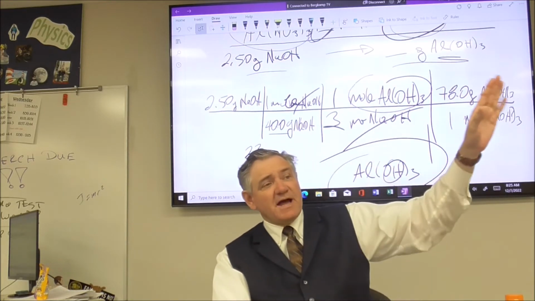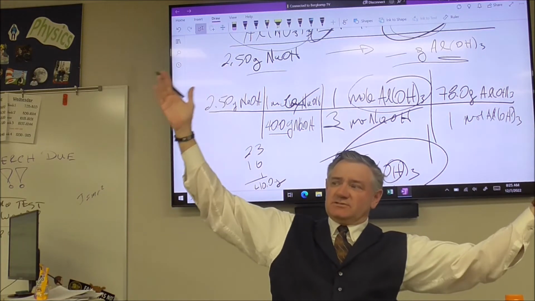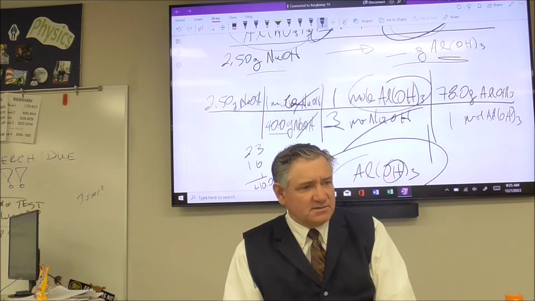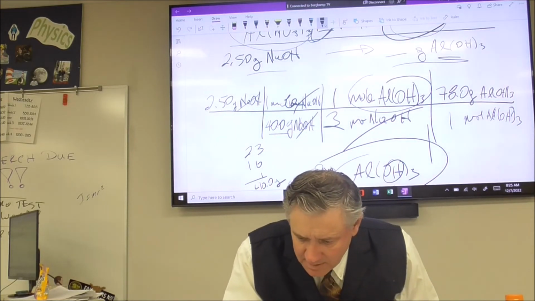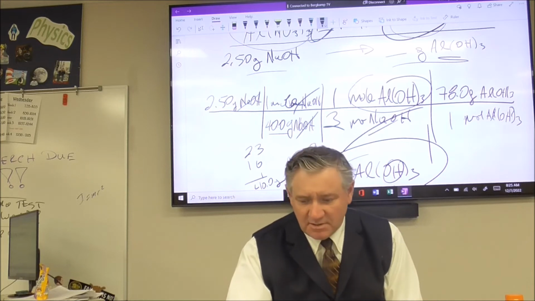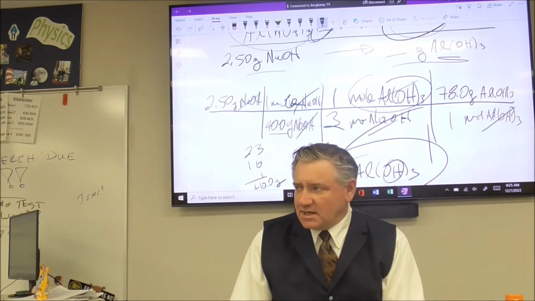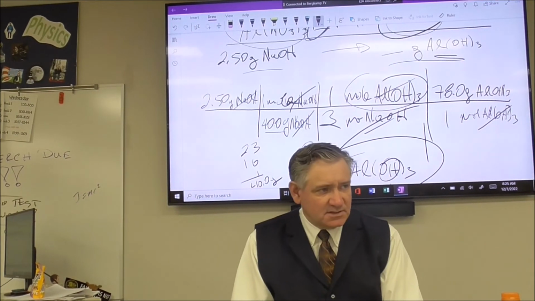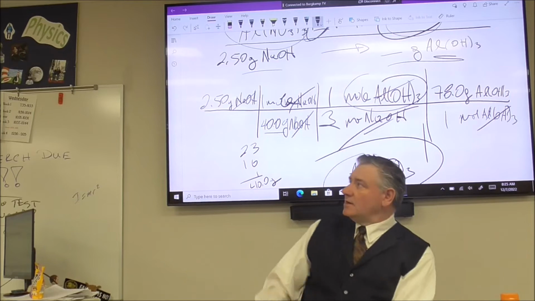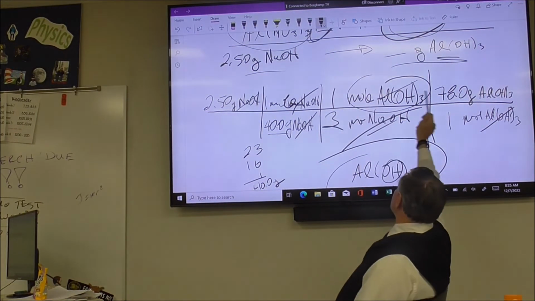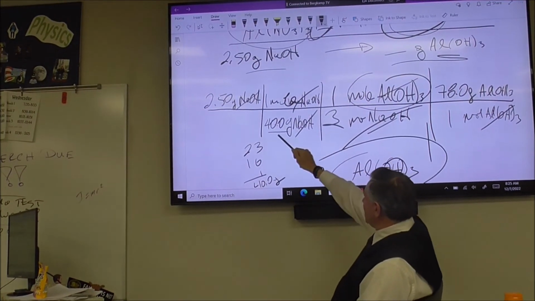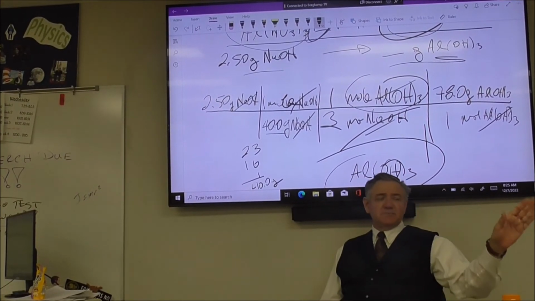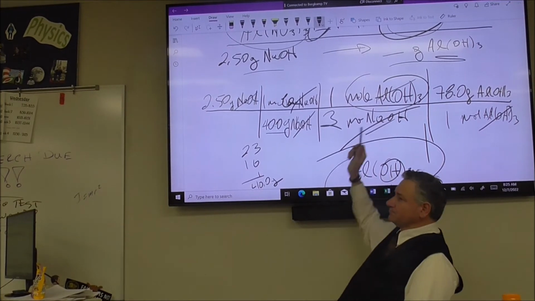So here's where the magic happens. This is why I said these problems get so complex. Grams of sodium hydroxide cancel out. Moles of sodium hydroxide cancel out. Moles of aluminum hydroxide cancel out. The only thing left is grams of aluminum hydroxide. So at this point, I'm going to take 2.5 times 78, and then divide that by 40 times 3.